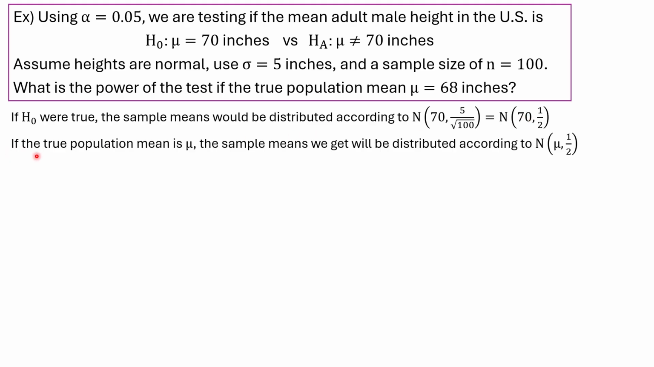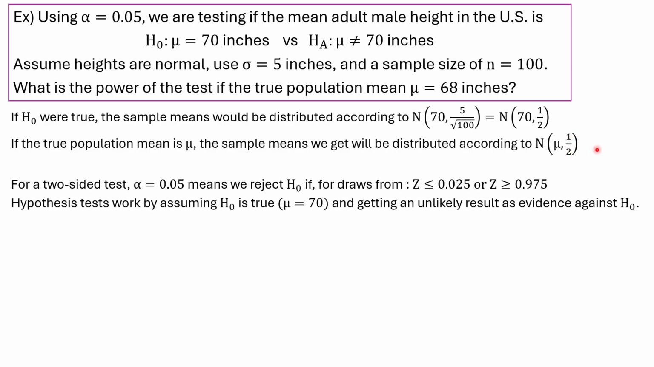And then if the true population mean is mu, general mu, not necessarily the mu of 70 given in the null hypothesis, then the sample means we get will be distributed according to a normal distribution with mean mu, general mu, and the same standard error of 1/2. For a two-sided test, because we are indeed testing the alternative hypothesis that mu is not equal to 70, it could be larger or less than 70, just not equal.